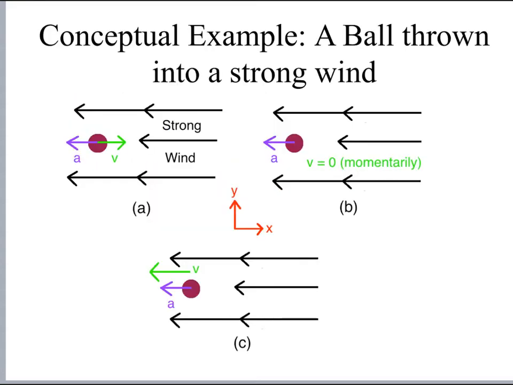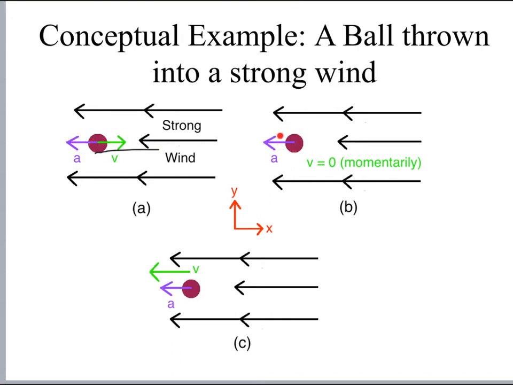So here's a conceptual example of how this can come into play. Let's say I throw a baseball into a very strong wind, and so the baseball's got some velocity. It's moving to the right, but the wind is moving to the left, and the wind is creating an acceleration to the left. And so what's going to happen?